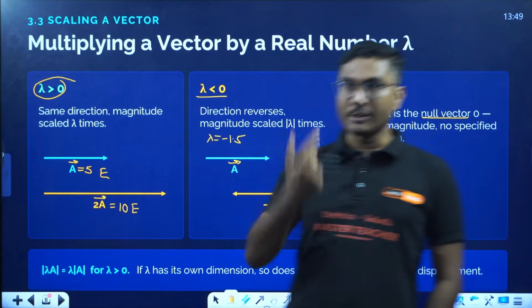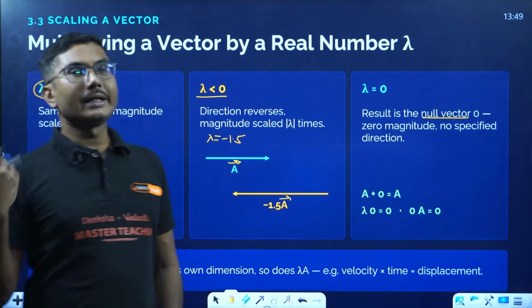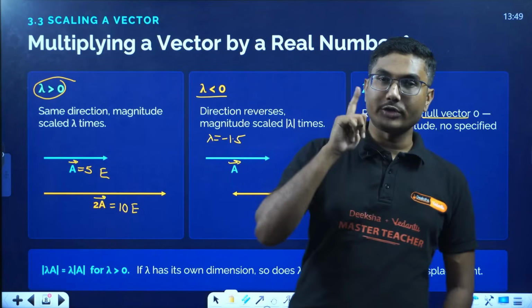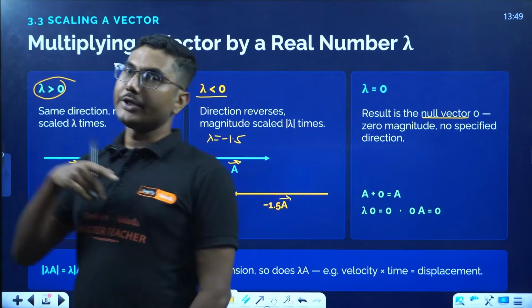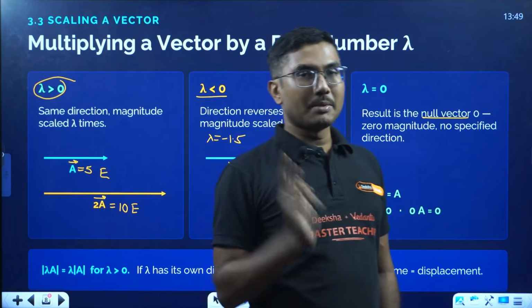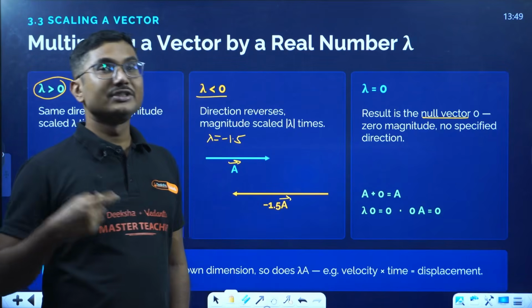When you multiply one vector with a 0 scalar, the resultant is a 0 vector. It is not a scalar quantity, by the way. Even though its magnitude is 0, even though its direction is not specified, it is still a vector. Remember that this is still a vector. So it is basically a vector with 0 magnitude.